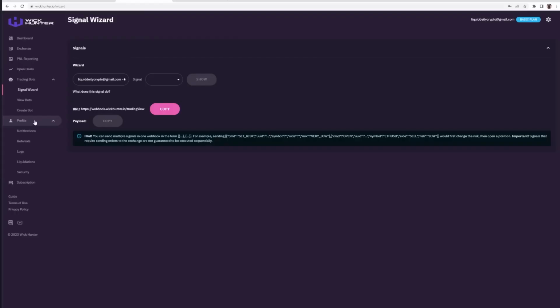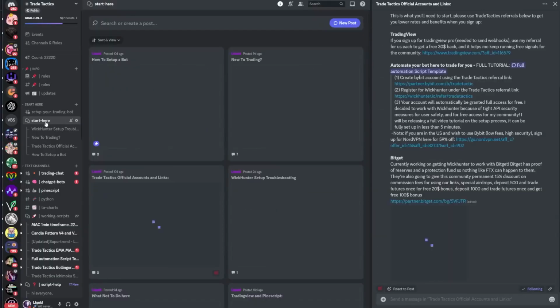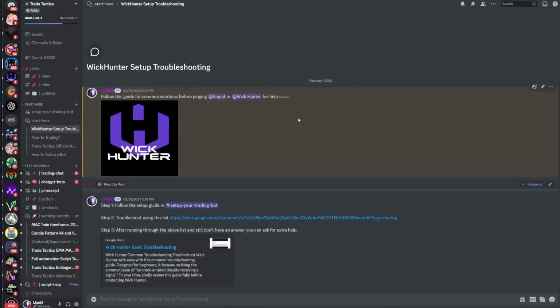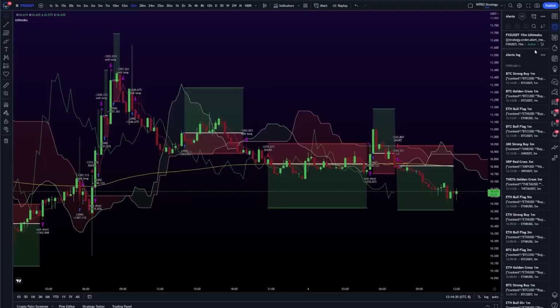And on your Wickhunter account, if you want to see if these logs are coming in, you can head over to the logs panel here. So if you want to check if these alerts are firing live, there's a troubleshooting guide in the Discord server. Simply head over to start here, and there's a Wickhunter startup guide here. There is a basic troubleshooting guide that the creator of Wickhunter put together, but the simple way to go about this is to check your alerts log.